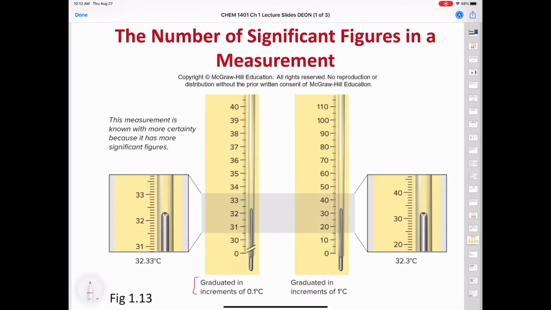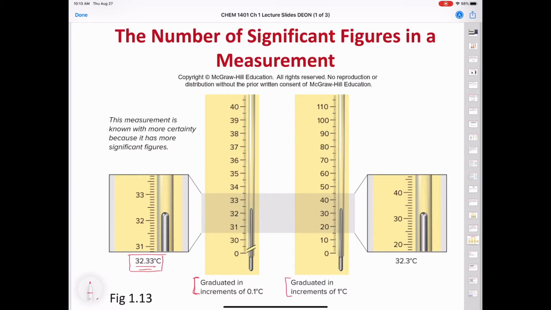Here's an example where we're measuring the same temperature but with different thermometers, and thus we produce results with different amounts of certainty. You can see the thermometer on the left has graduated increments of 0.1 degrees Celsius, but the thermometer on the right has graduated increments of 1 degree Celsius. And the way that we get this temperature reading, 32.33 degrees Celsius, is that we estimate 1 digit past the smallest calibration. Now let's take a look at the calibration or the increments on this thermometer.